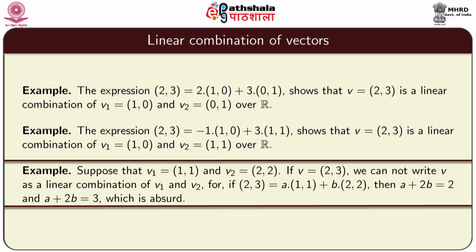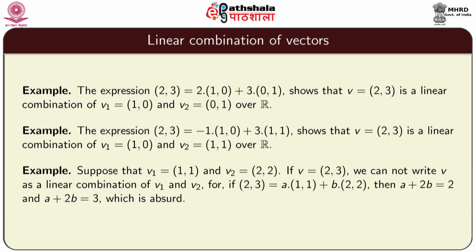Well, the explanation is clear. If we can write (2, 3) as a linear combination of (1, 1) and (2, 2), that means (2, 3) is A times (1, 1) plus B times (2, 2), which would lead to A plus 2B is equal to 2 and A plus 2B equal to 3, which is of course absurd. Therefore, it surely depends on what the vectors in the set S are which we use for writing the linear combination.